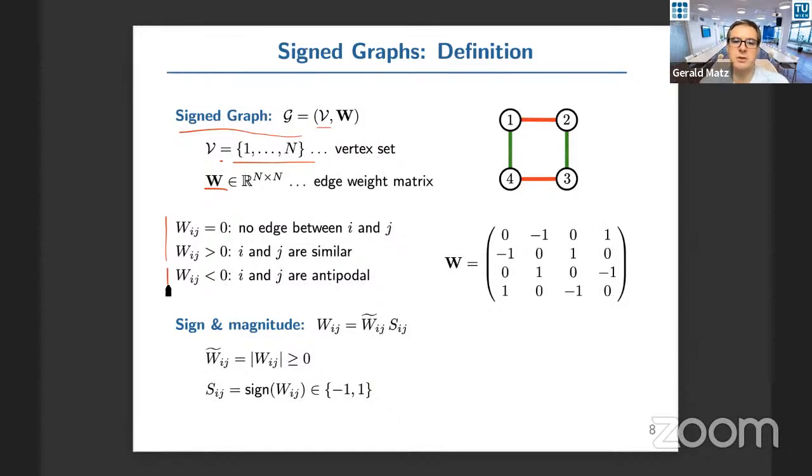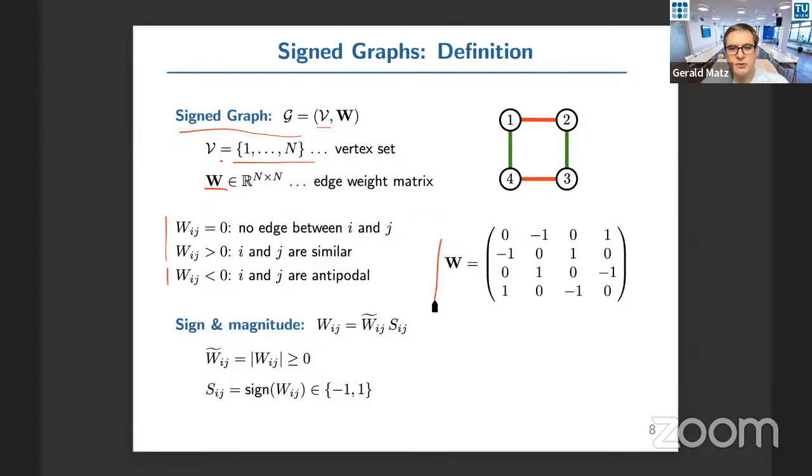They are diametral to each other. Simple 4-node example here to the right. For nodes, you see there's 2 green positive edges, 2 red negative edges, which give rise to the weighted adjacency matrix that you see over here with the corresponding entries.